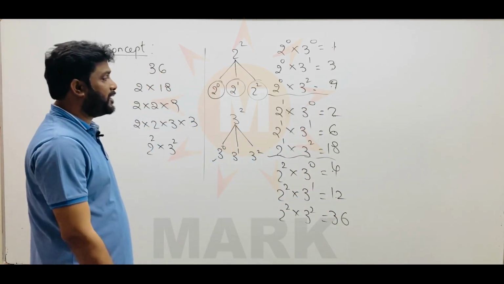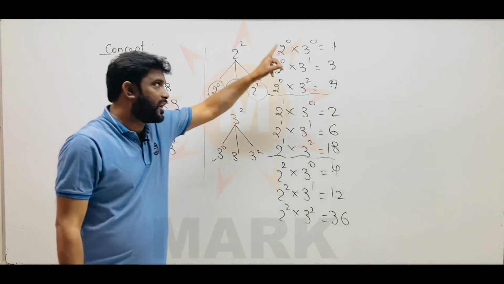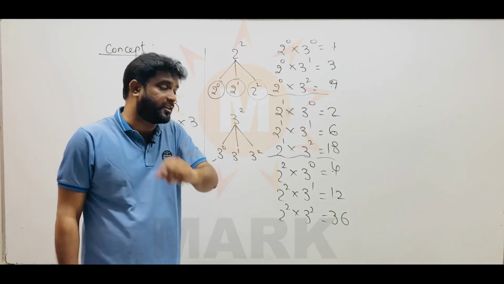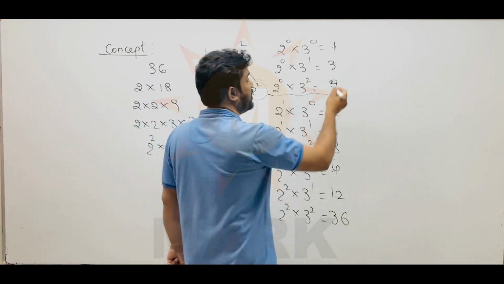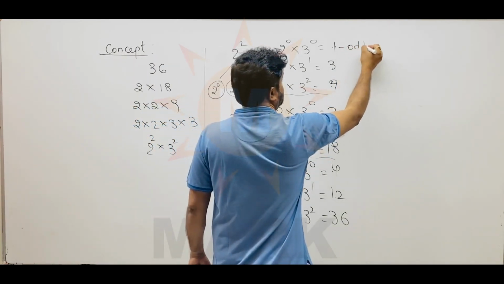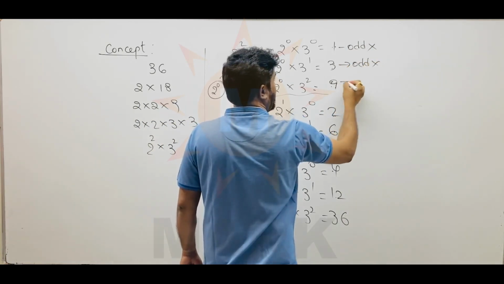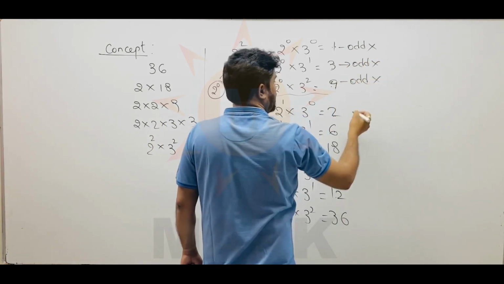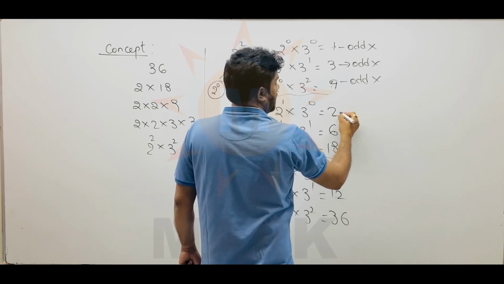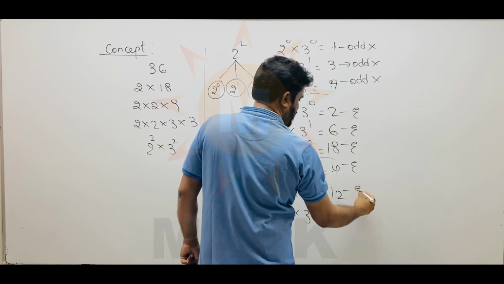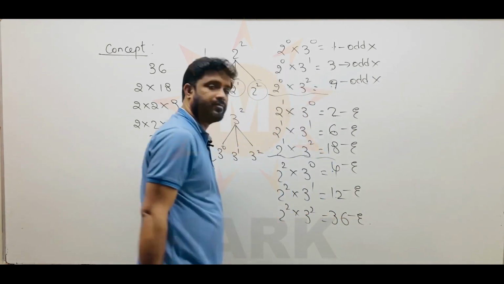Okay. Now my dear friends, what is our concept? These are the total number of factors including 1 and itself. Now what they are saying is we want only even factors. So here, clearly you can see 1 is an odd number, not necessary. 3 is an odd number, not necessary. 9 is an odd number, not necessary. So here, this is an even number, this is an even number, this is an even number, this is also an even number, this is also an even number.